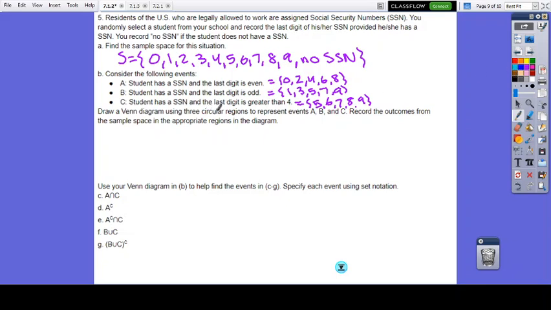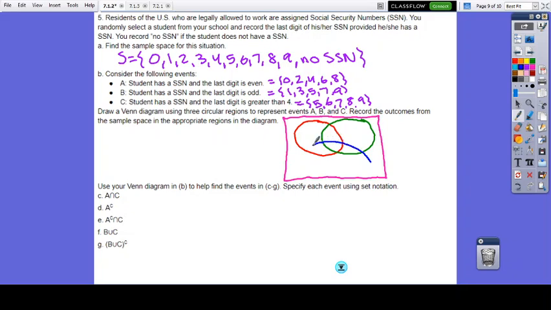So draw a Venn diagram using 3 circular regions to represent events A, B, and C. When you do a Venn diagram with 3, you've got to be a little bit careful because you have to overlap everything slightly. So you need to do an oval however you need to do it. These two need to overlap, but you also need this third one to overlap each of them individually and all of them together. Something like that is what you need to draw in.